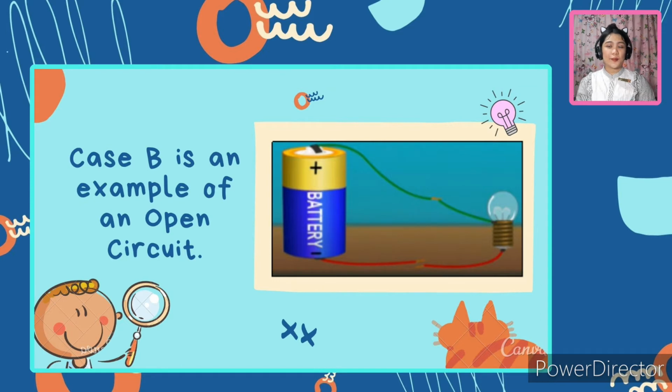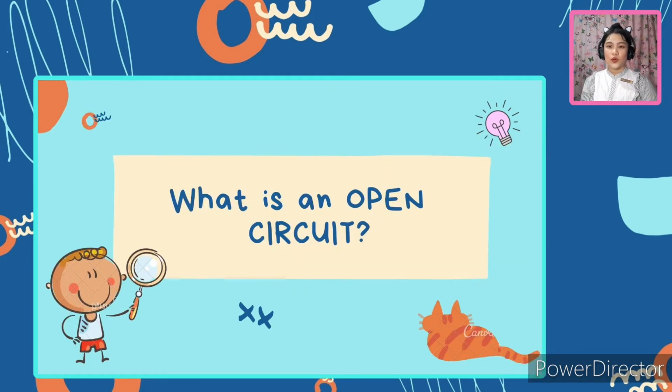Case B is an example of an open circuit. What is an open circuit?